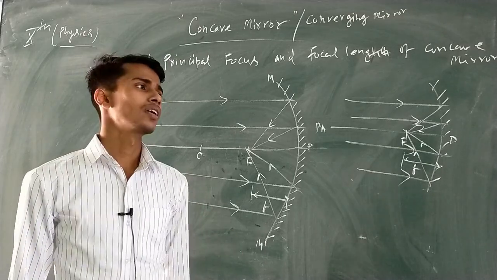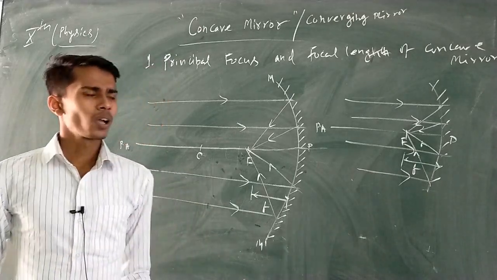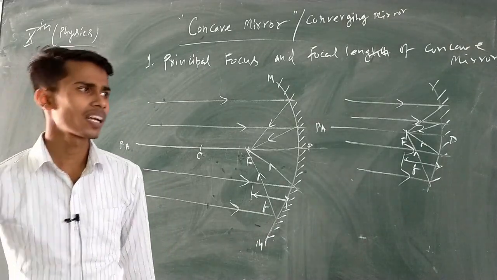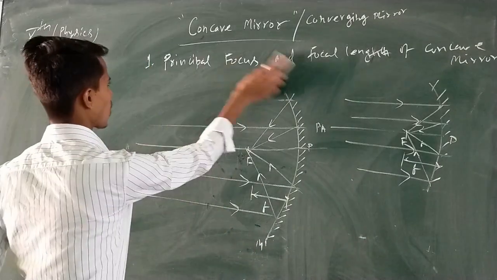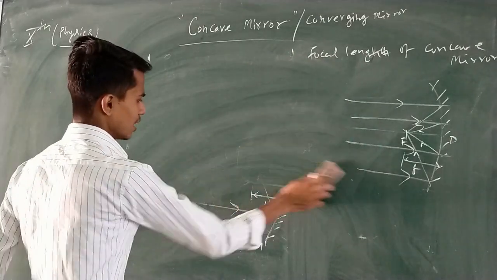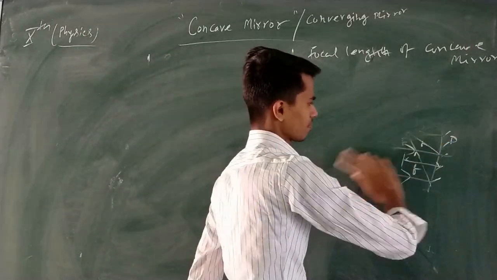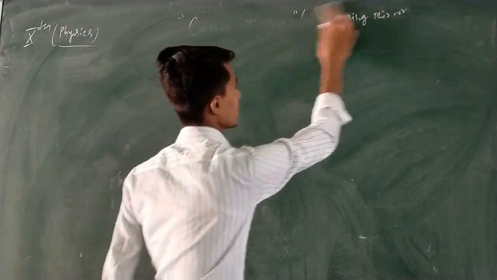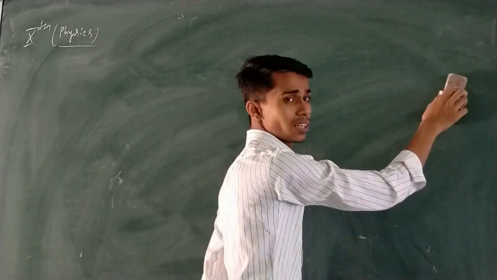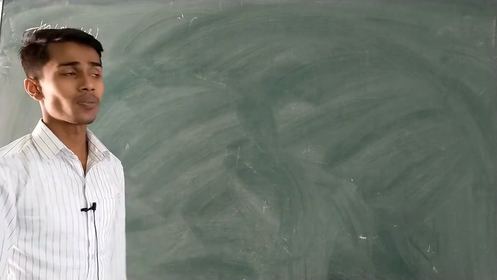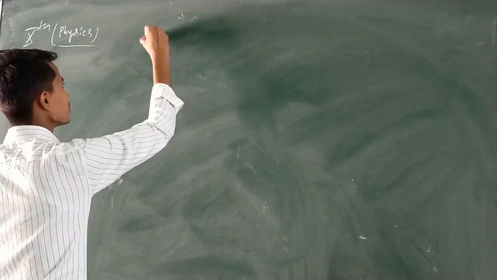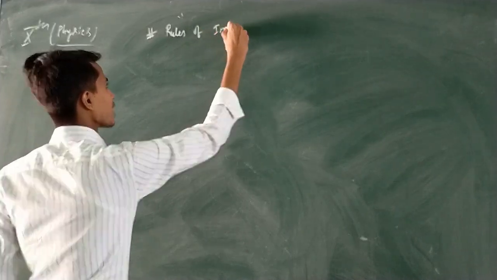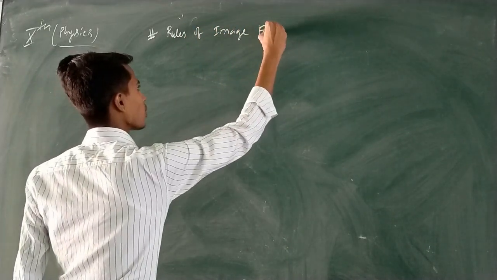Okay. Any problem? Now, going forward, we will study the rules of image formation in a concave mirror, and after that we will study the image formation in a concave mirror. Now I think you can easily define the principal focus and focal length of a concave mirror. You are also able to define why a concave mirror is a converging mirror. You can also say why a concave mirror has a real focus. Now we will go through the next concept, rules of image formation in a concave mirror.